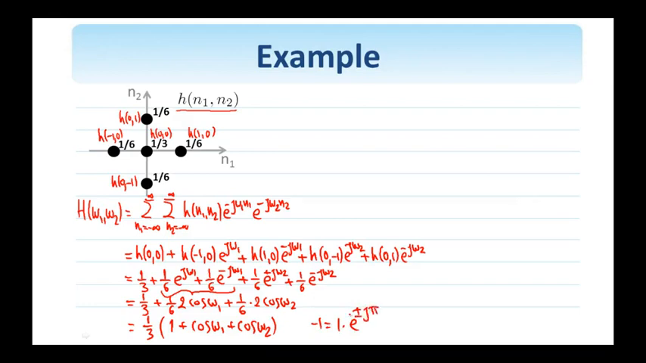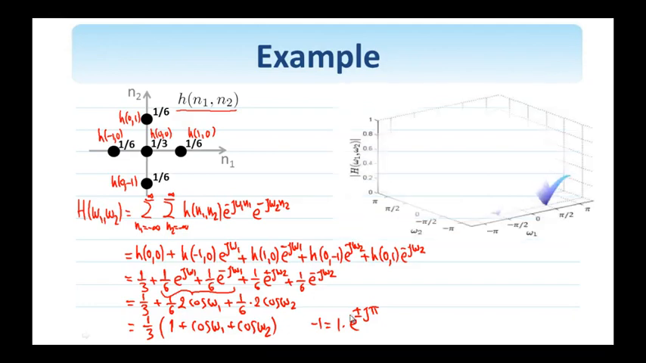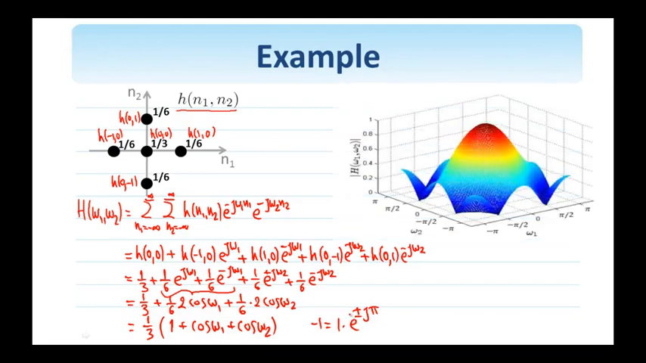So let's see how this frequency response looks. I plot here the magnitude on the vertical axis, and I show it over one period, omega 1 from minus pi to pi and omega 2 from minus pi to pi. This magnitude actually has even symmetry, which should also come as no surprise, because we saw in the previous slide that one of the properties of the Fourier transform is that if the signal is real, then the magnitude has even symmetry and the phase odd symmetry.